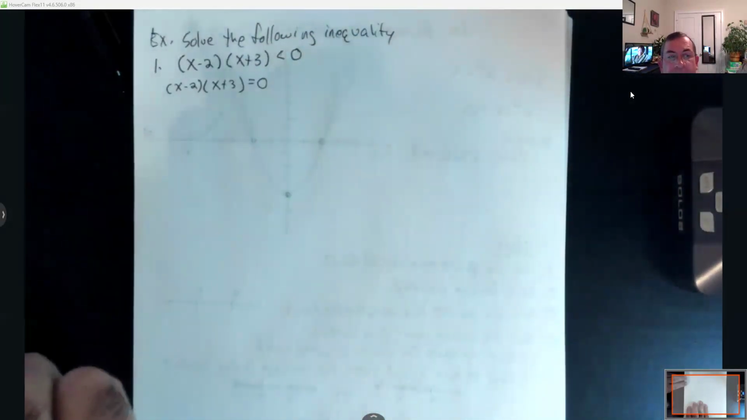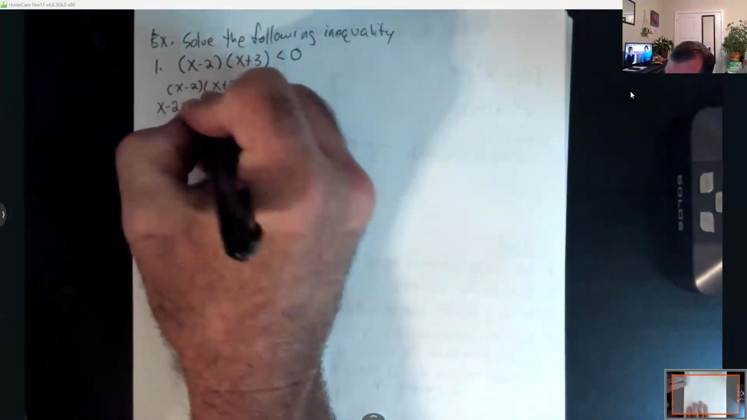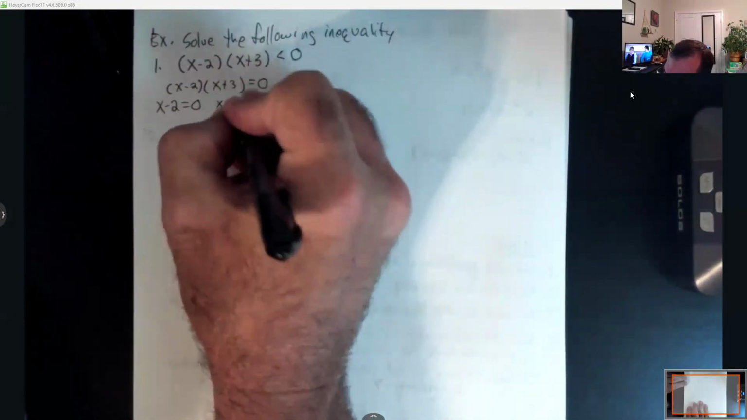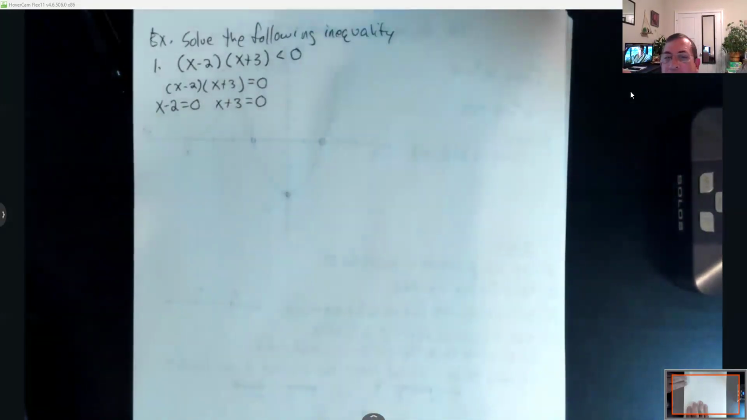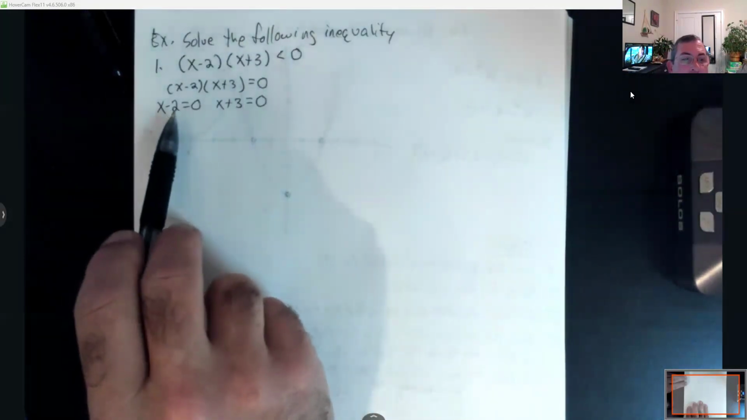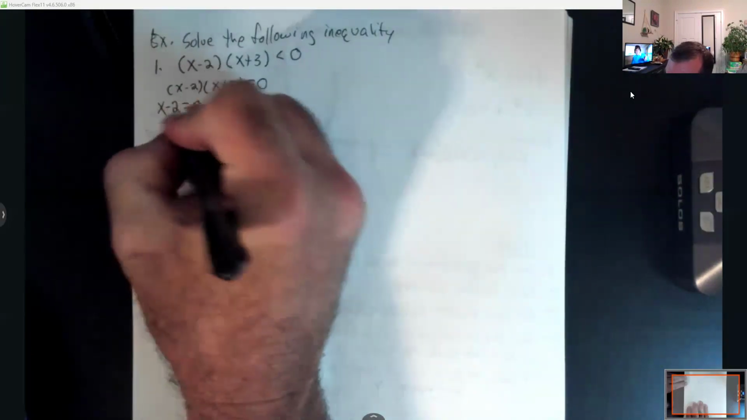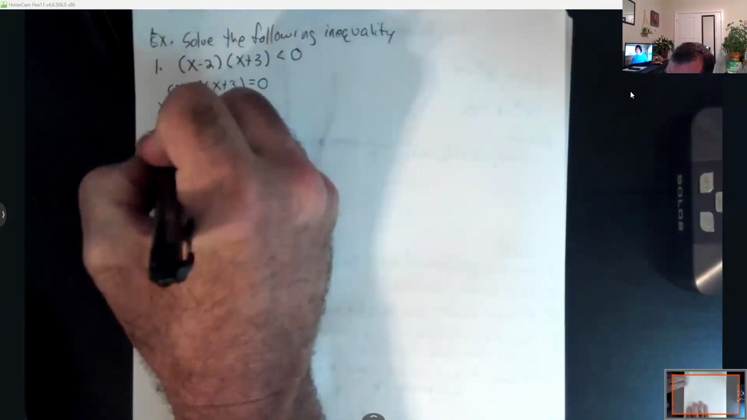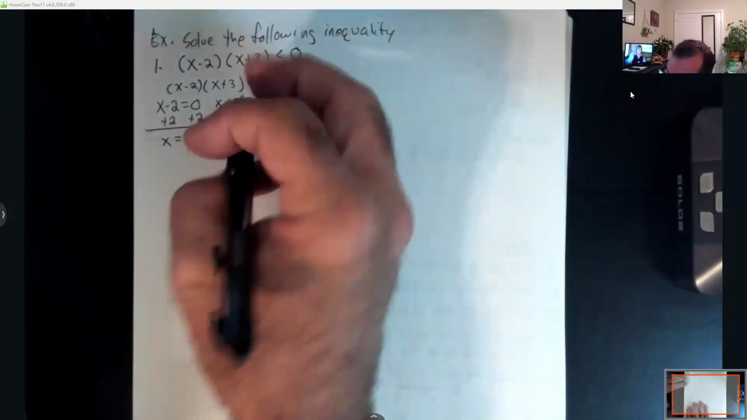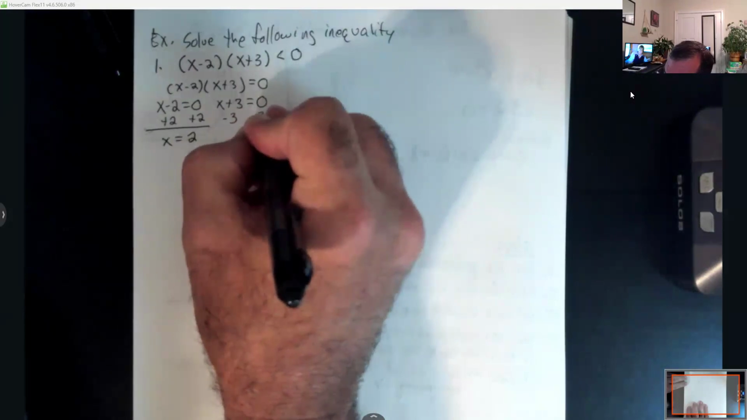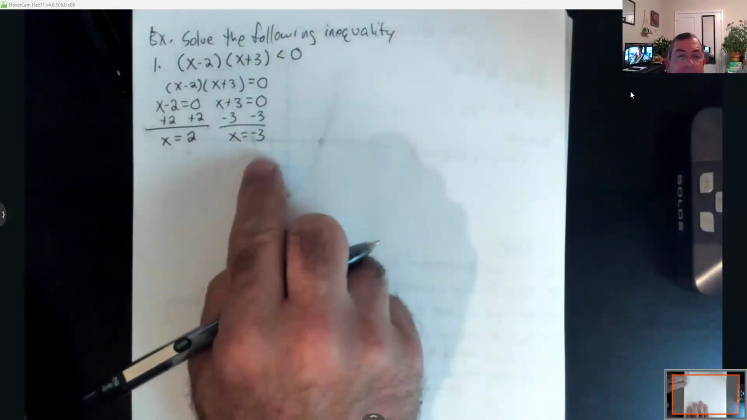That way I can solve this now by setting x minus 2 equal to 0 and then my x plus 3 equal to 0. So we're going to solve this and get our two solutions. So y'all, the first one, we're just going to add 2 to both sides. And again, x equals a positive 2. For the second one, we're going to subtract 3 from both sides. And again, x is a negative 3.